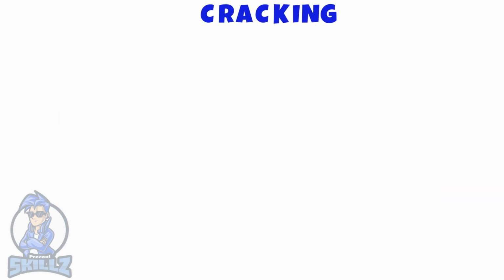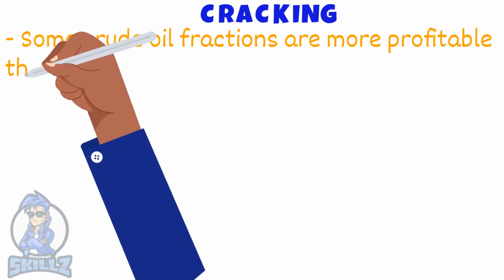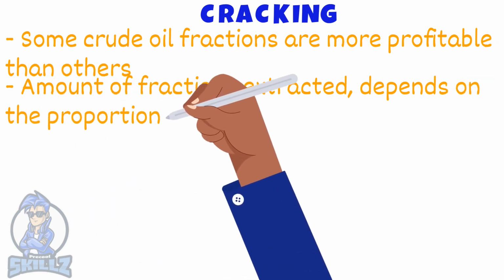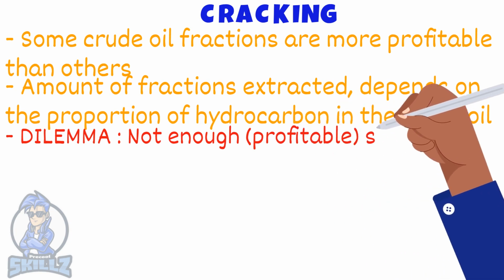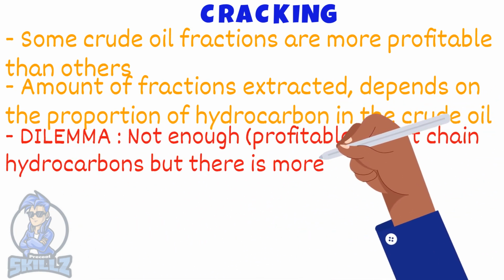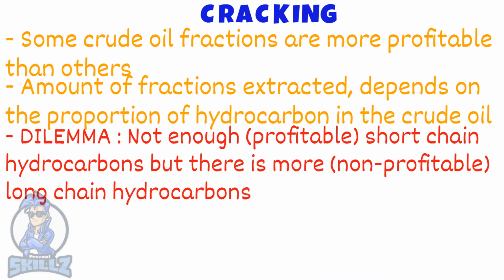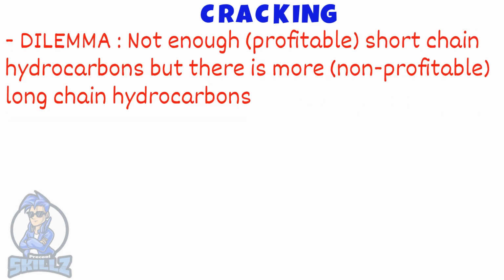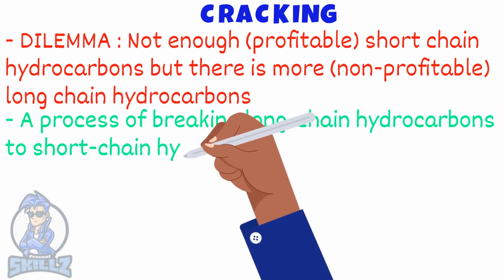When it comes to the fractions of crude oil, some of them are more useful and more profitable to sell than the others. Now, the amount of fraction that is extracted depends on the proportions of the hydrocarbon in the crude oil. So the dilemma is, there are not enough short chain hydrocarbons, which are the ones used in fuels and very profitable, but there are too many hydrocarbons with long chains that are not very profitable and not in high demand. But cracking is a process where long chain hydrocarbons are converted to short chain hydrocarbons.